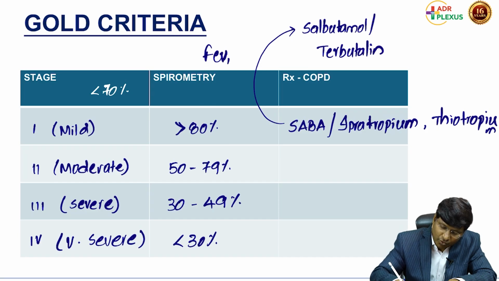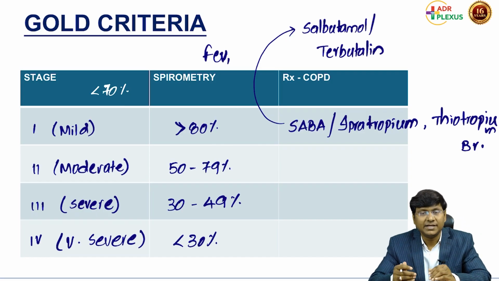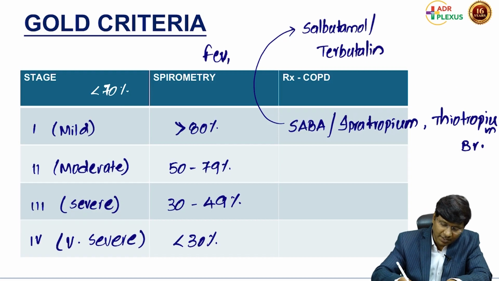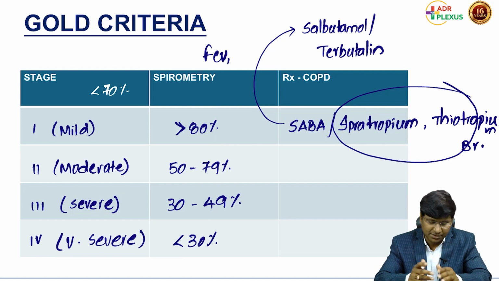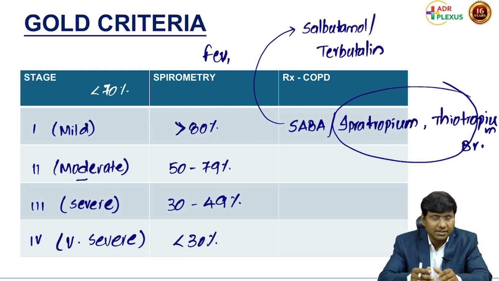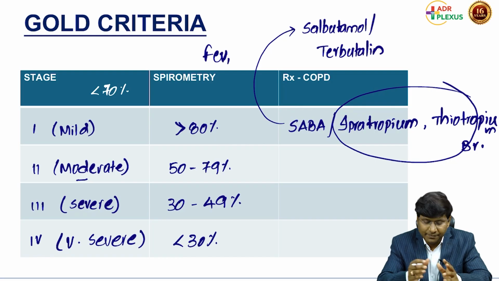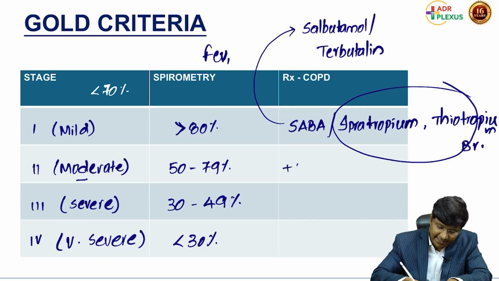Okay, so ipratropium as well as tiotropium bromide. But between these two, the anticholinergic drugs and the beta 2 agonists, the ones that are highly effective in the treatment of COPD are the anticholinergic drugs. And in stage 2, the moderate form of COPD, you need to add a long-acting beta 2 agonist, right? You need to add LABA.